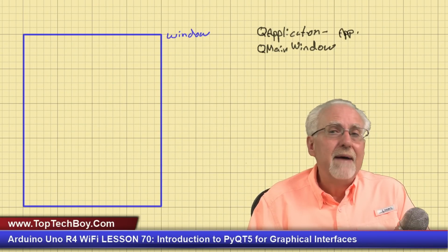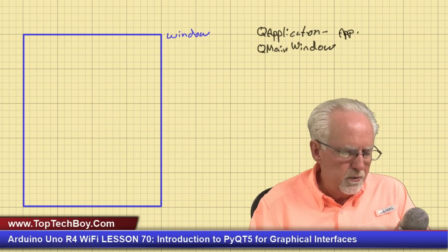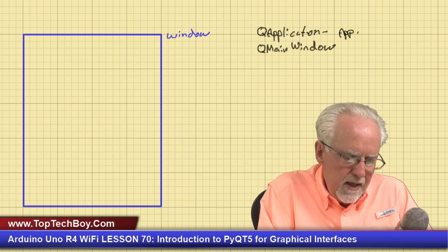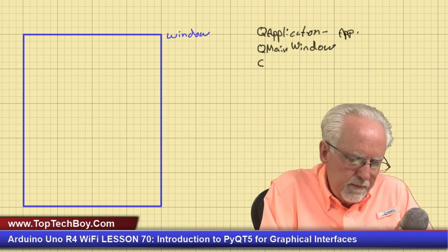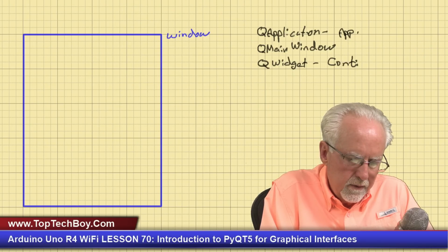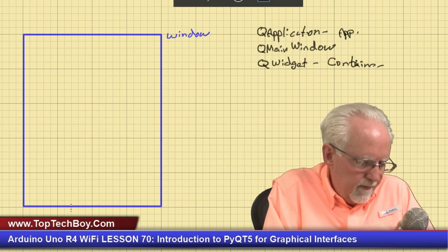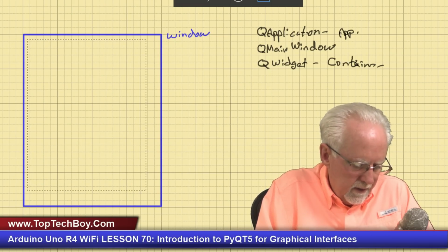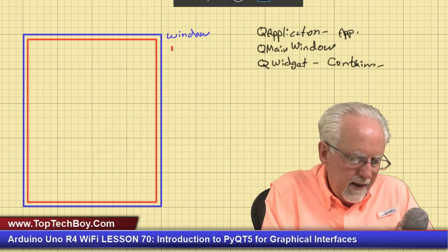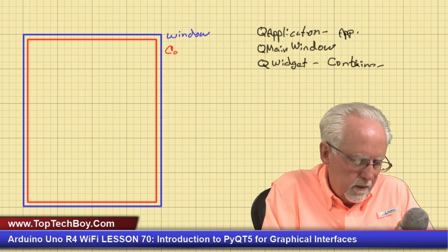But now, inside that window, you have to have a container to put your widgets in. And that container is going to be created with the command QWidget. And this creates your container. Okay, so we can come in here again, and we can see that inside here, and really it's the same size, but I'm drawing it slightly smaller. What is that? That is my container to put my widgets in.